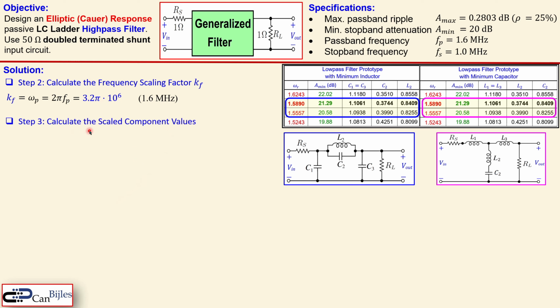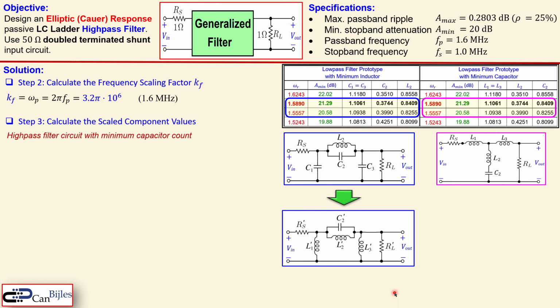Now step 3 is the calculation of the scaled component values. We start with the high pass filter circuit with minimum capacitor count. Why high pass filter? Because we need to design a high pass filter, but we start with a low pass filter prototype circuit and we convert that to a high pass filter. That means this conversion is as follows. We have also discussed this in the previous videos about Butterworth, Chebyshev, and Bessel responses. So we need to transform the capacitors into inductors and inductors into capacitors, and see also the parameter.